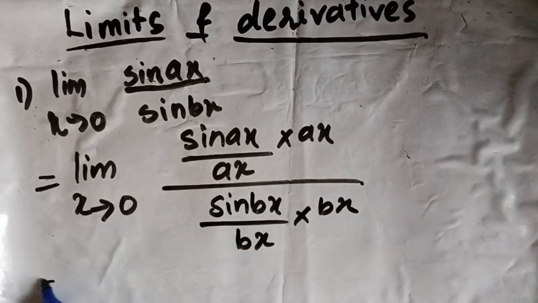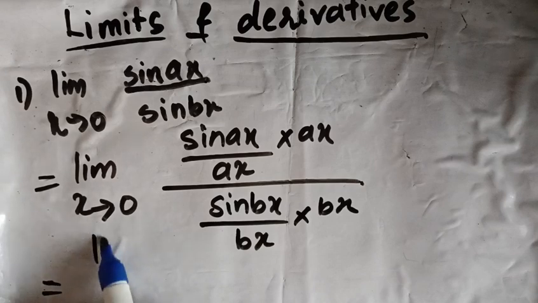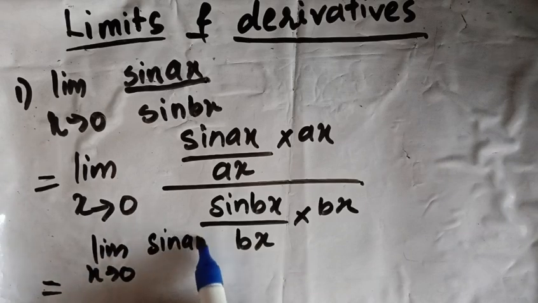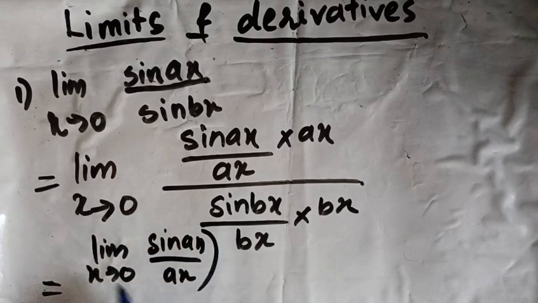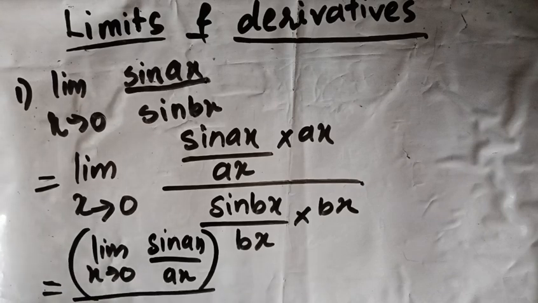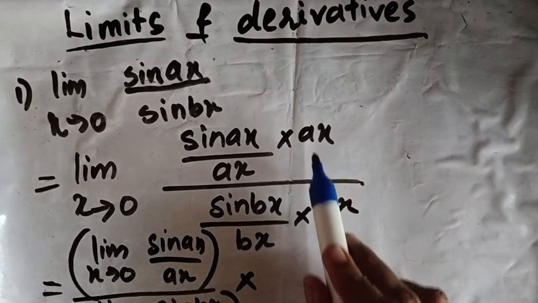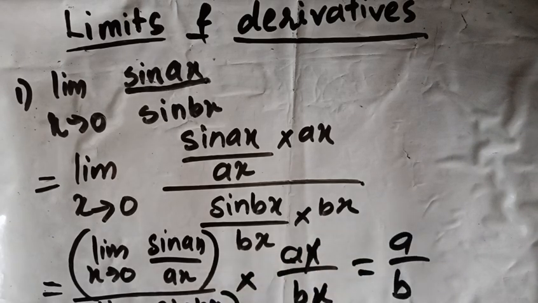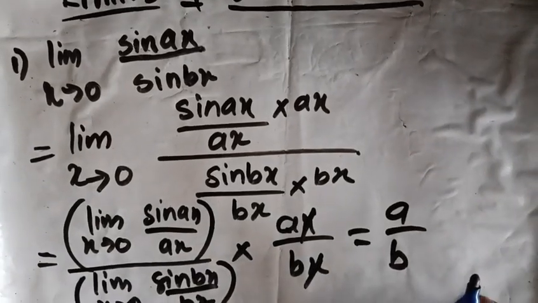So that when we take the limit as x tends to 0, sine ax upon ax becomes 1, sine bx upon bx becomes 1. So this remains ax upon bx. x gets cancelled and you will get a upon b.